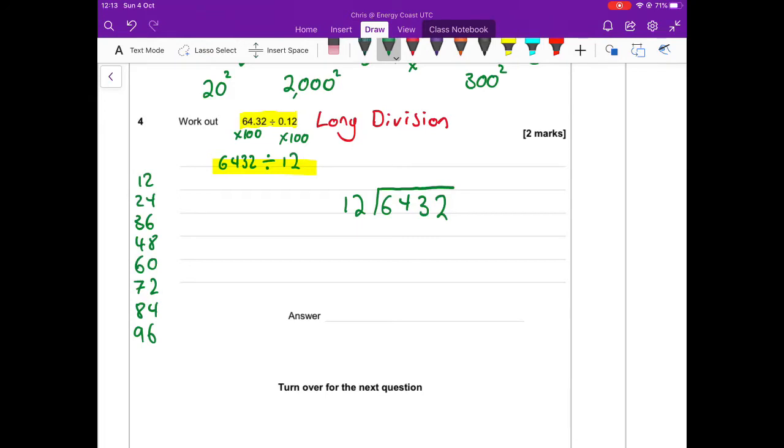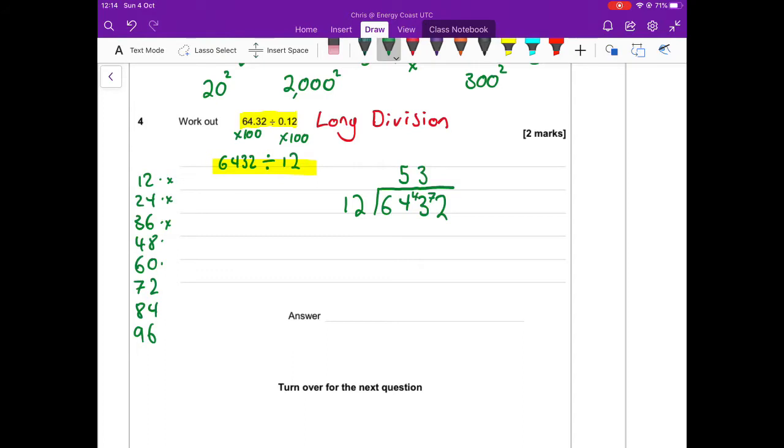How many 12s go into 6? None. So instead of starting there, I'm going to start with how many 12s go into 64. Look down your list. 1, 2, 3, 4, 5 of them. That would take me up to 60, but I've got a remainder 4. How many 12s go into 43? I'm going to go on the other side and do a little star. So 1, 2, 3 of them. So I can fit 3 in there. Remainder: 36 to 43 is 7.